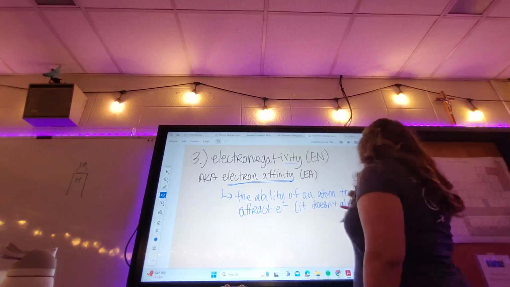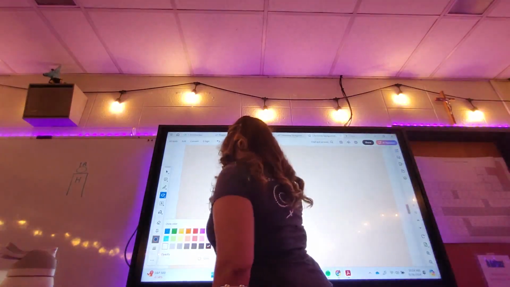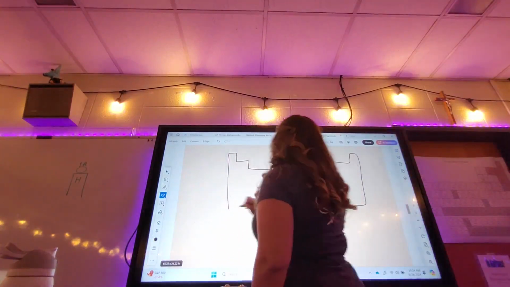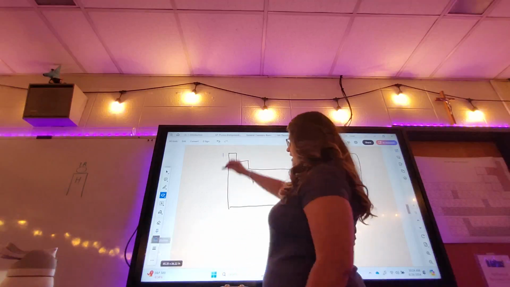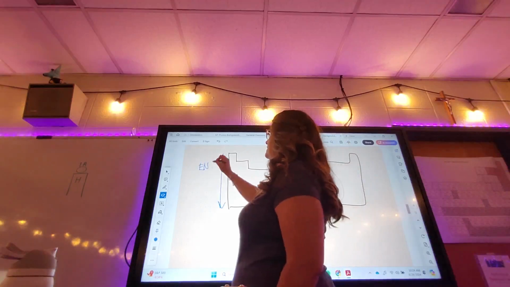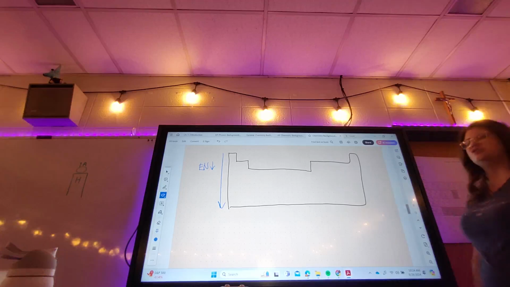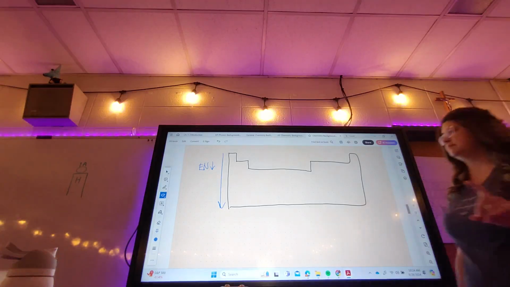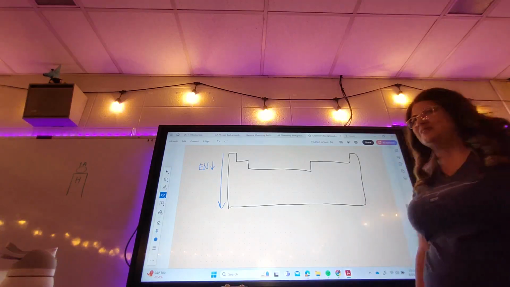All right, so let me explain this trend for you. I'm going to draw my periodic table again. You'd think after all these times I'd get better at it. As you go down a group, your electronegativity decreases. So your trend for electronegativity and ionization energy going down a column is the same. But it can't be as easy as it just being identical, right?